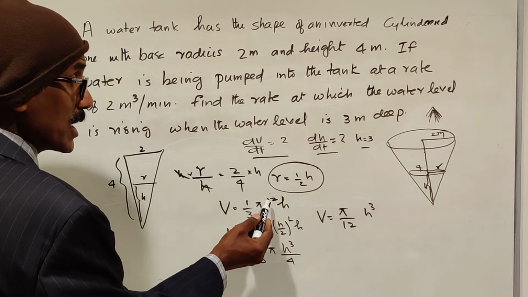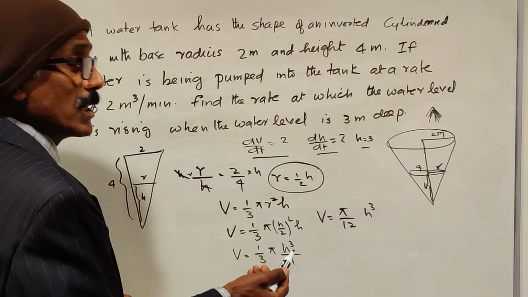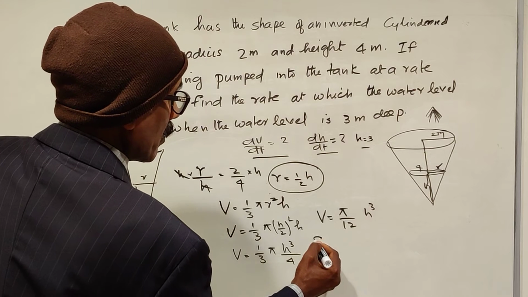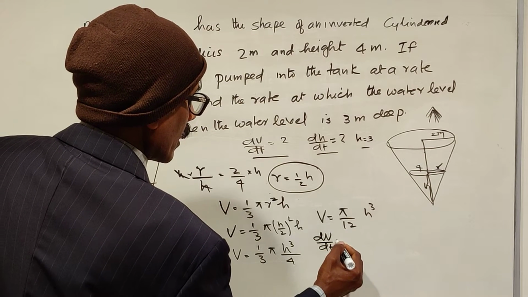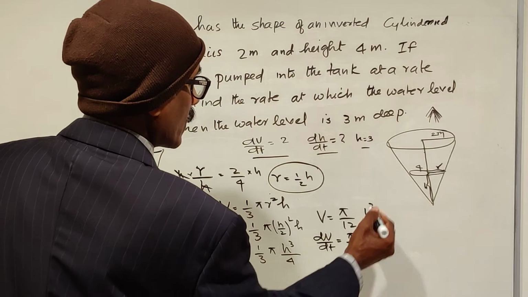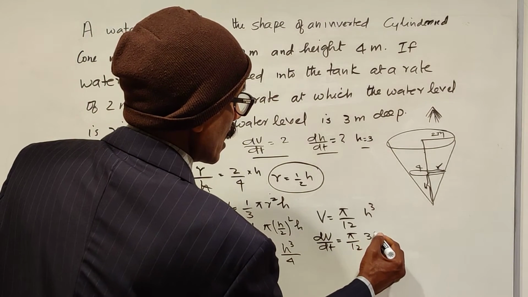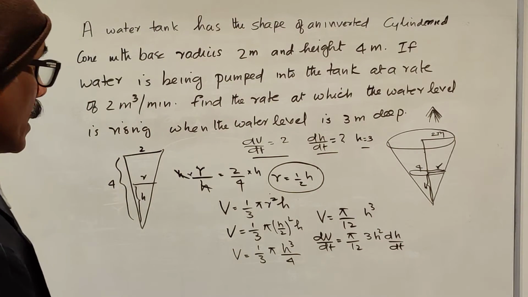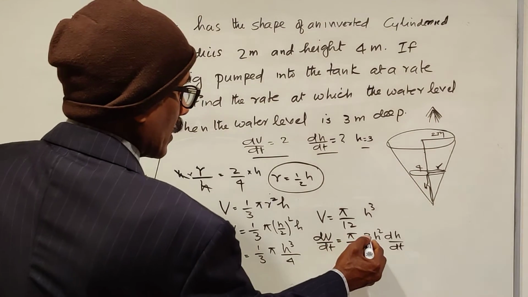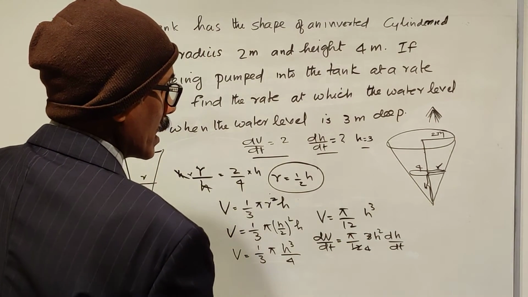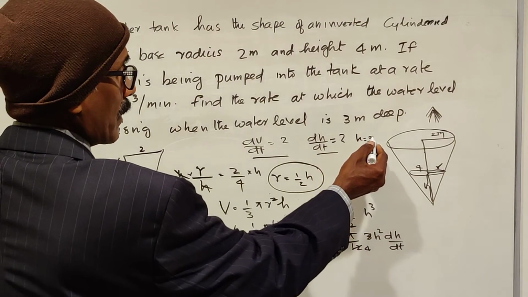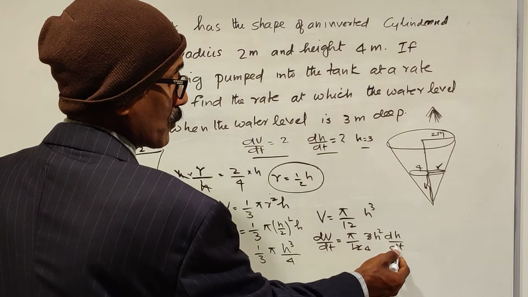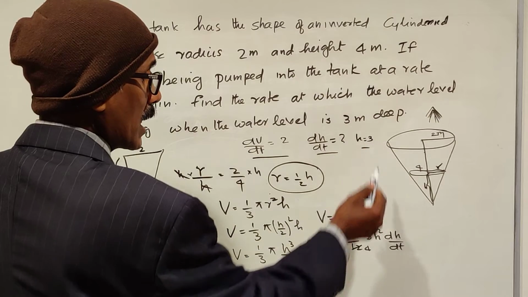If we differentiate, we would get dr by dt also, so we don't need that. Okay, so differentiate both sides. dv by dt equals pi by 12. What is the derivative of h cube? 3h square dh by dt. Okay, so this one we can cancel out, pi by 4. What is h? H is 3. We are going to find out dh by dt, the rate of change of height with respect to time, when the height is 3 meter.